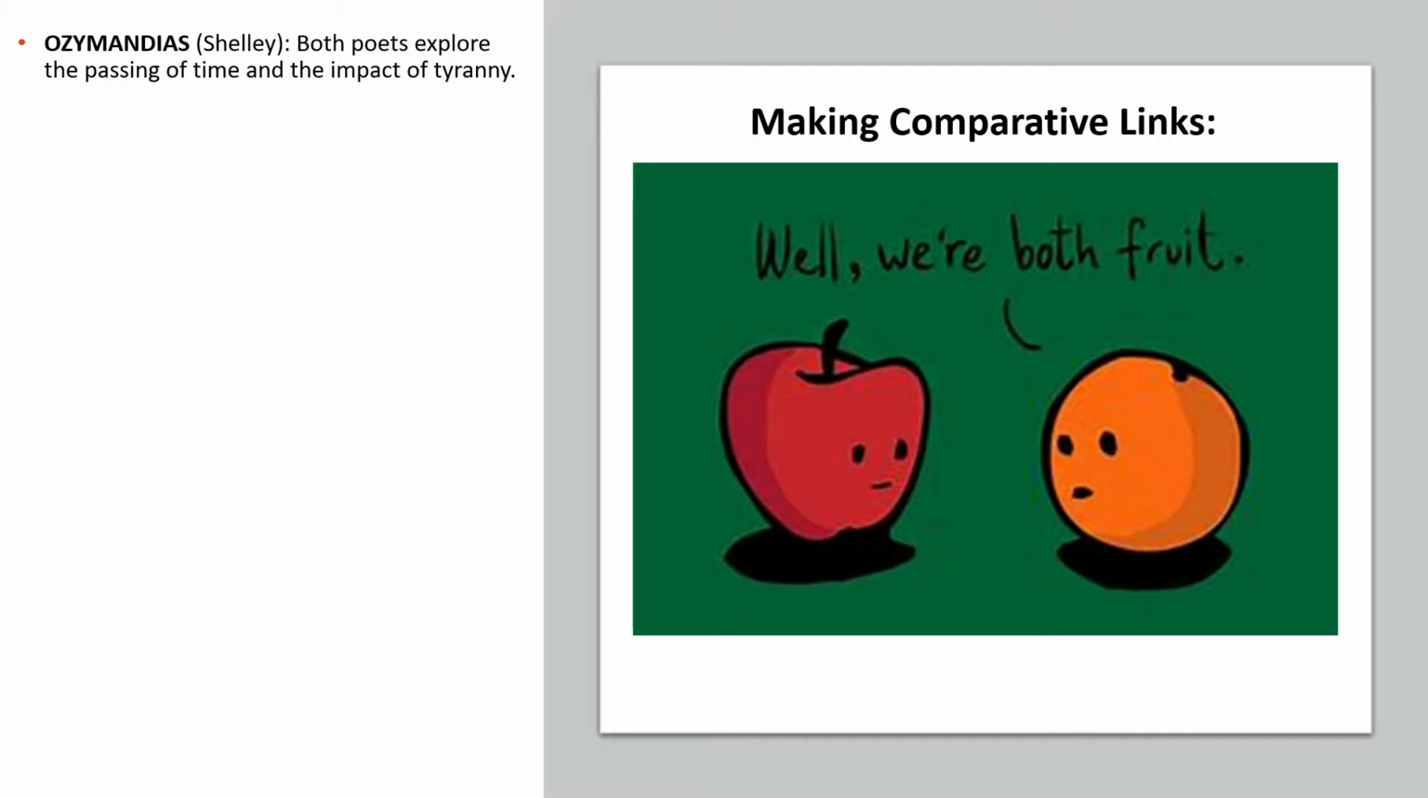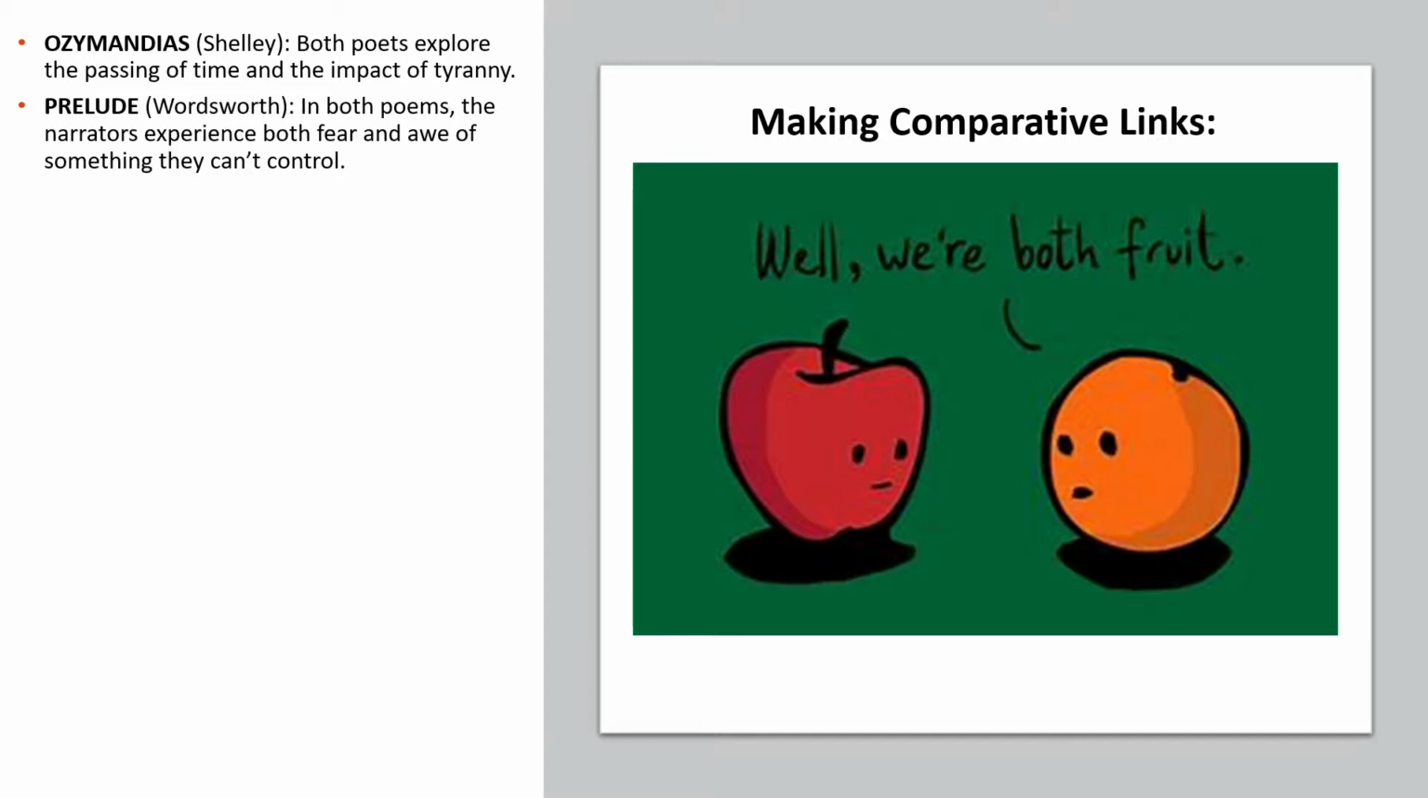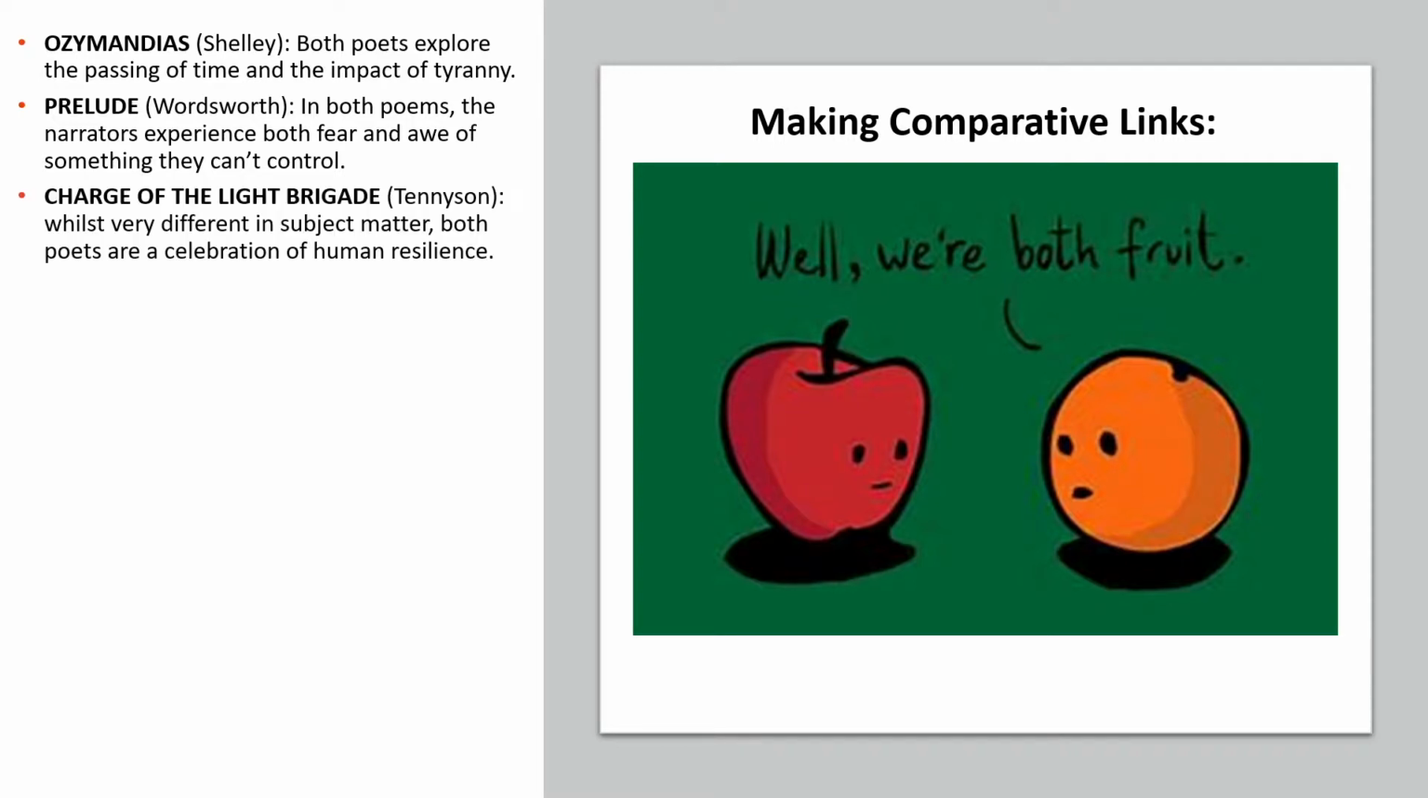So both talk about tyrants and their absolute power, trying to control, yet never really being able to control human emotion. In Prelude, the Wordsworth poem, we've got narrators who are both experiencing kind of simultaneous fear, but also being in awe of something they can't control. So that's a really interesting comparison. In Charge of the Light Brigade by Tennyson, they might seem absolutely different in subject matter, but actually both poems are celebrating human resilience and what a human can cope with and find something positive in.